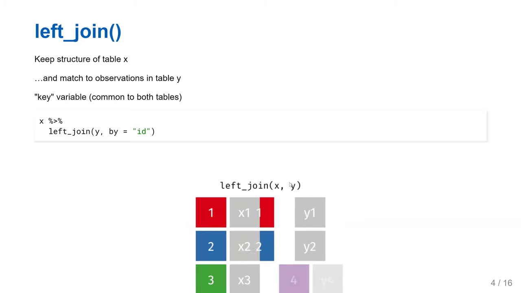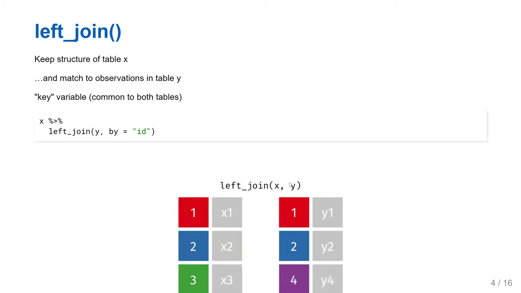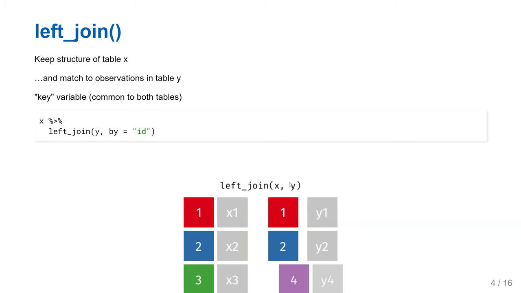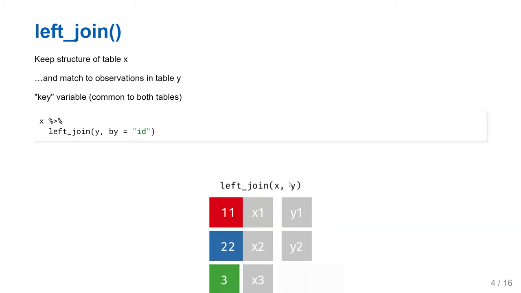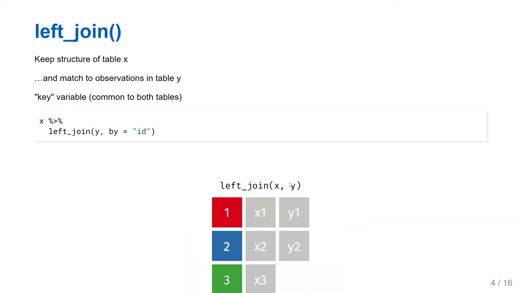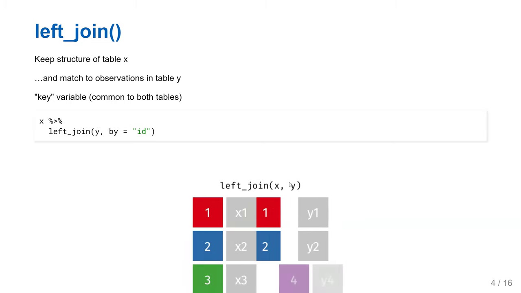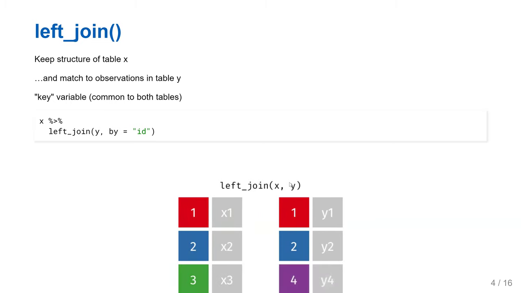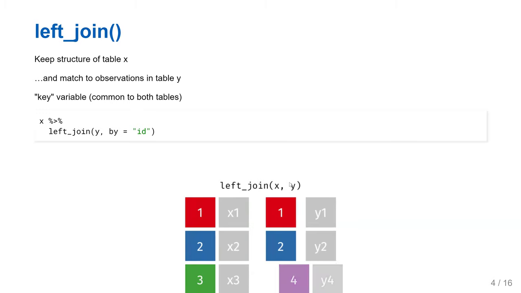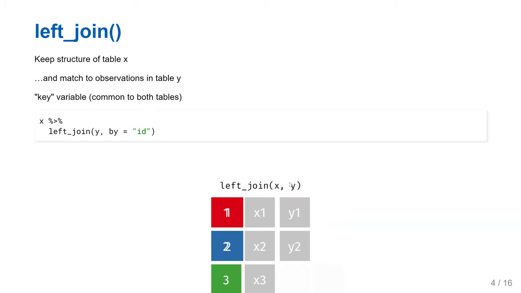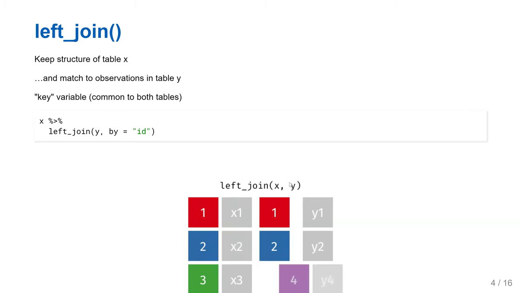And that is why it's called a left join, because it favors the left data set. Yeah, so it keeps the structure of table X and matches observations in table Y. Again, this is probably a concept familiar to a lot of people because we do it quite often when we do analysis. So obviously for this to work, we need some key variable.